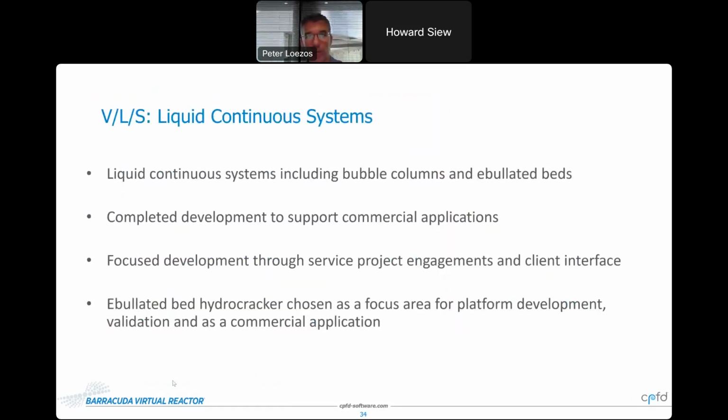And so let me finish up this talk with a few more slides and talk to you about liquid continuous systems. So we've extended the platform to capture liquid continuous systems that include bubble columns and ebullated beds. And we've recently completed the development to support commercial applications within the last couple of years, where we focused our development through service projects, engagements, and client interface. And so we've chosen the ebullated bed hydrocracker as a focus area for platform development, validation, and as a commercial application.